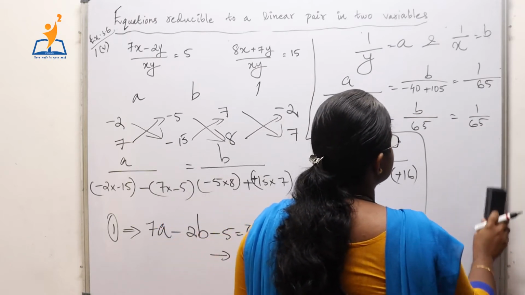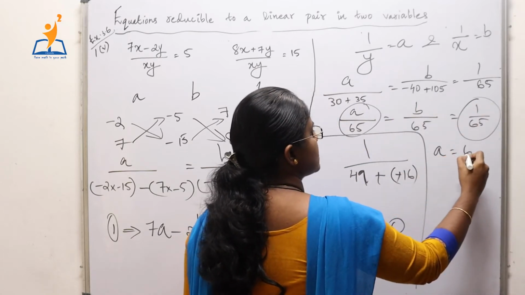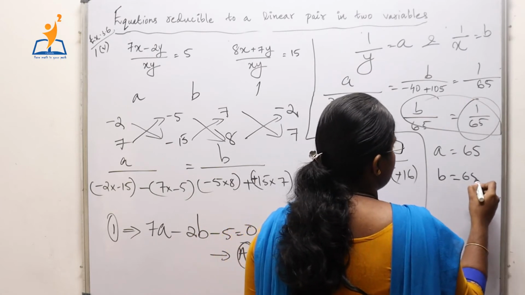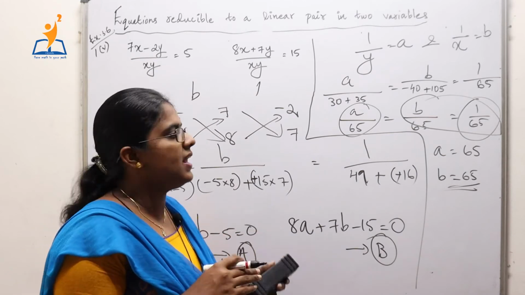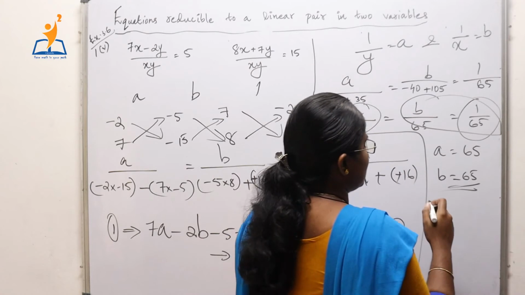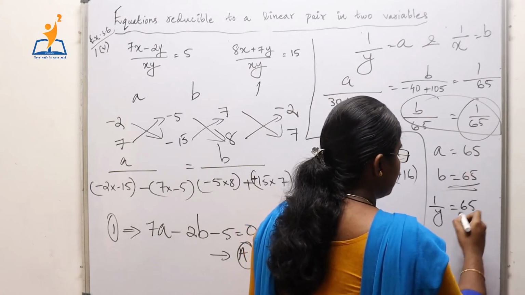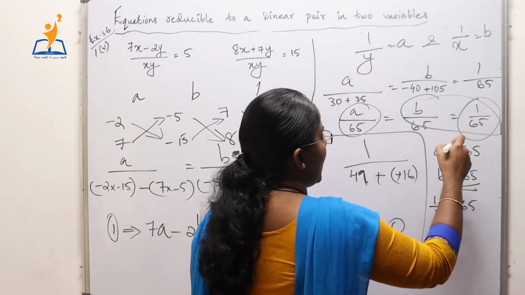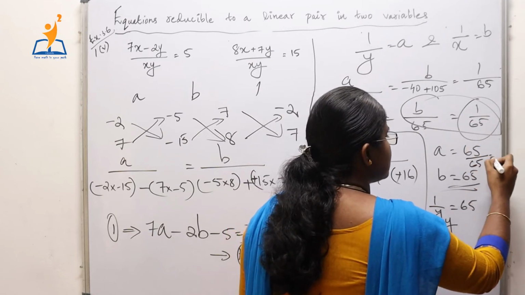So equating these two, we will get a is equal to 65, and equating these two we will get b is equal to 65. So a is equal to 65 and b is equal to 65. Now 1 by y is equal to a, that is 65, which means a is equal to 65 by 65, that is 1.